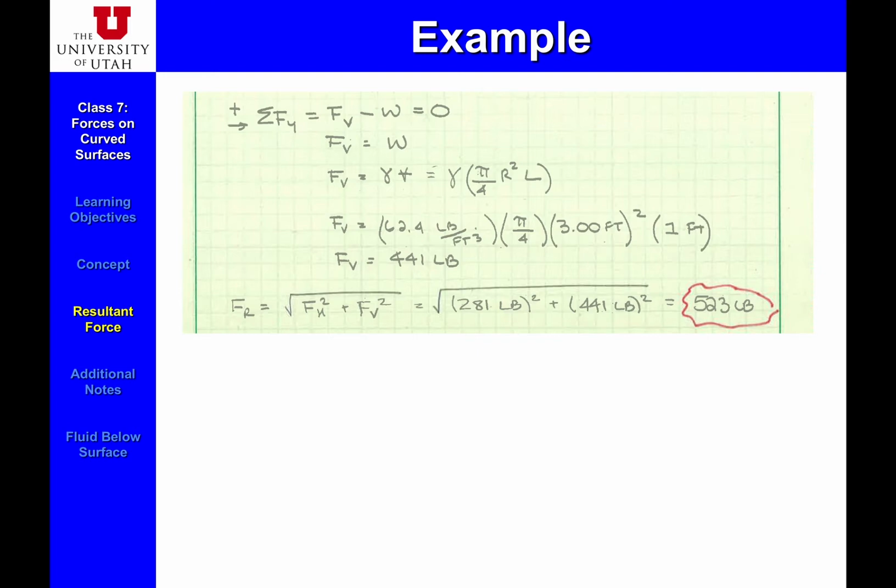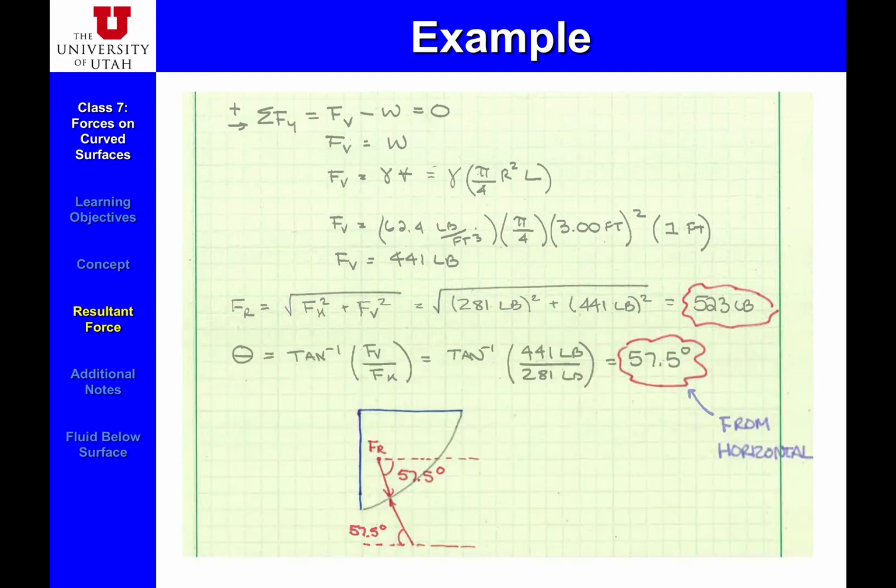The next thing we want to do is get the angle of action of that resultant force from the horizontal. So we do that by taking the inverse tangent of the ratio of the vertical force to the horizontal force. So we have inverse tangent of 441 over 281, and we end up with an angle of action of 57.5 degrees from the horizontal. Now at the bottom of the slide, you can see I've drawn that value, that 57.5 degrees acting from the horizontal.